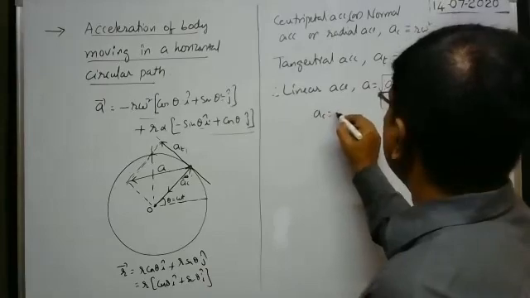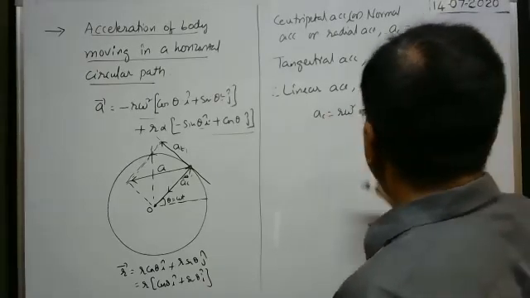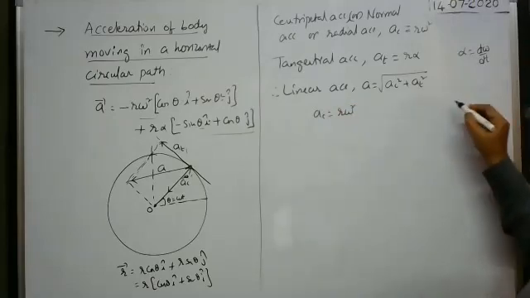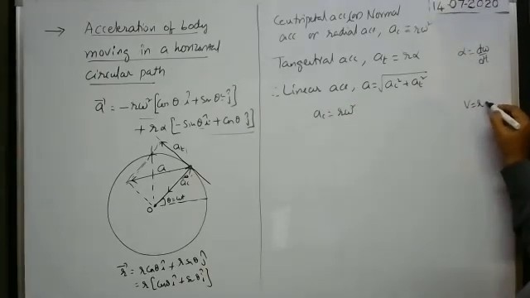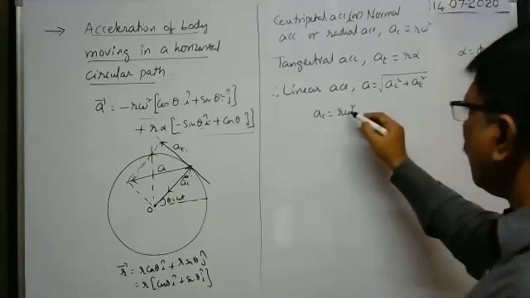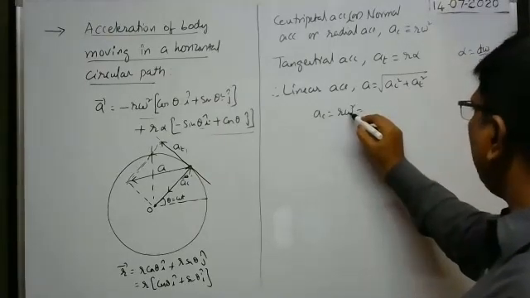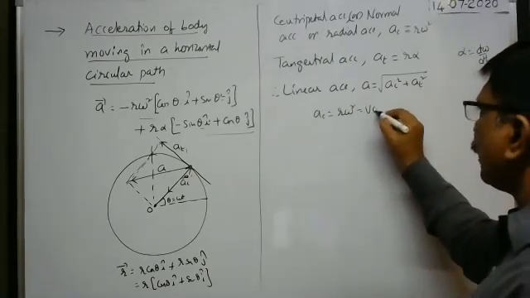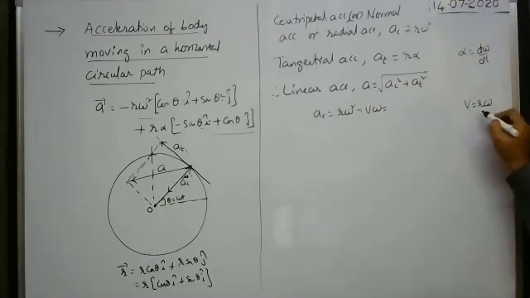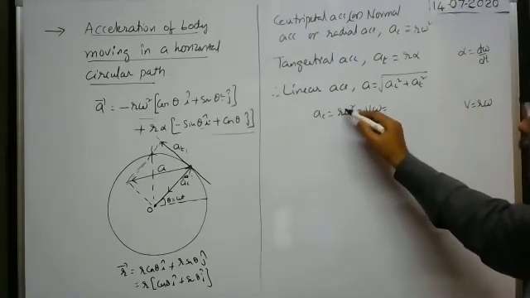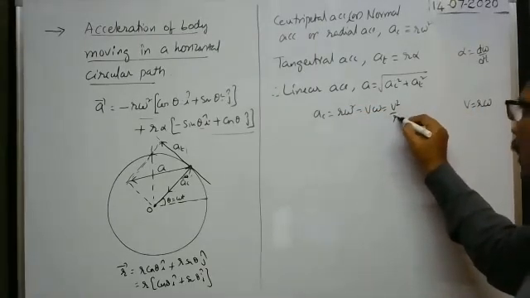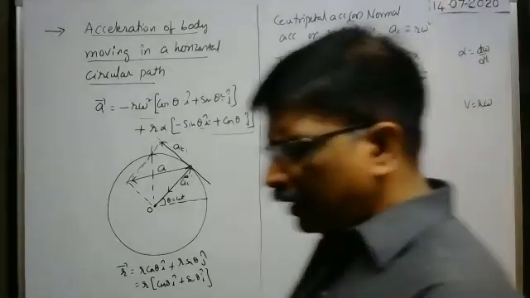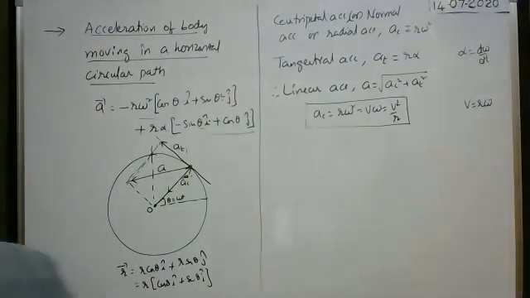We can write a_c is equal to R omega square. Whenever the angular velocity of the rotating body in a horizontal circular path is omega, the speed v is equal to R omega. So instead of R omega, you can write v into omega. Instead of omega, you write v by R. Then v square by R square you will get. R square cancels, then v square by R. These all are the formulas for centripetal acceleration.